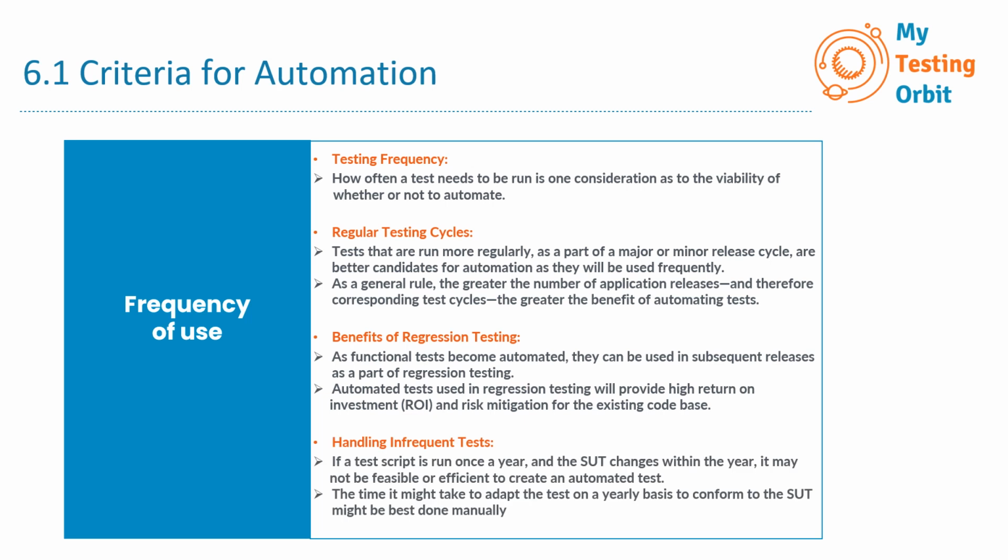And the last point is handling infrequent tests. If a test script is run once a year and the SUT changes within the year, it may not be feasible or efficient to create an automated test. The time it might take to adapt the test on a yearly basis to conform to the SUT might be best done manually. Okay, so let's say that you have a yearly event where you sell tickets online.